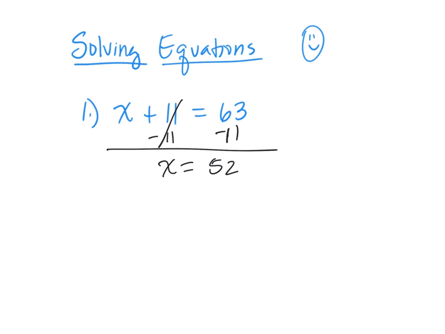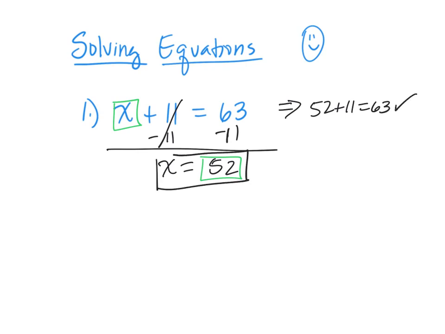Now, the nice thing about solving equations is you can always be sure that you are correct, so you can go back to that original equation where you see this x. Let's replace it with our solution. We got 52, right? So let's replace that. We'd have 52 plus 11 equals 63. That is a true statement, so that means that this solution is correct.